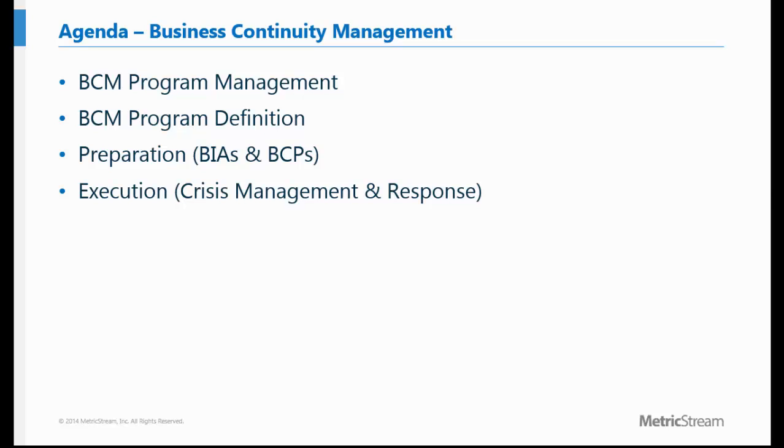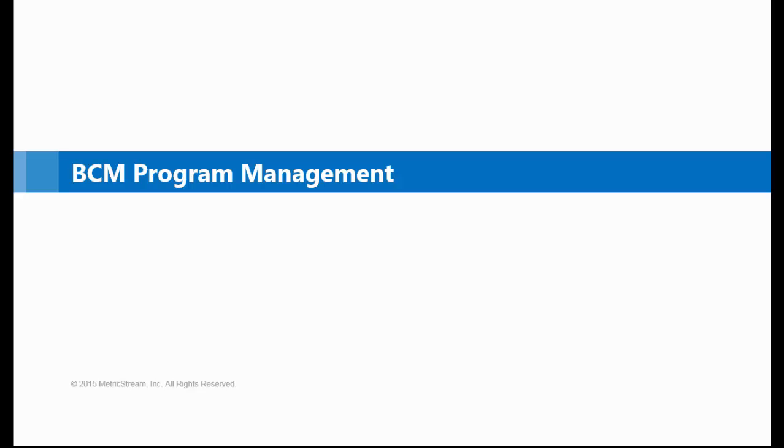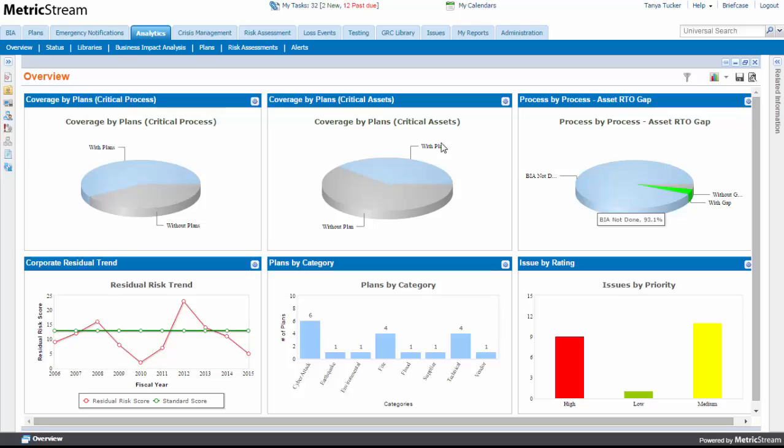So let's get started. Our first area to discuss is business continuity program management. So let's take a look at the interface and what's available. So I'm currently logged into the system as a business continuity manager, and based on my organization or department and my role within that department, I'm granted access to the proper applications and dashboards, the forms, and all the way down to the field level describing what type of data I can see and interact with.